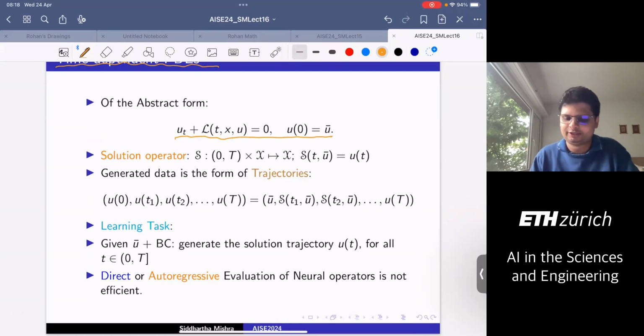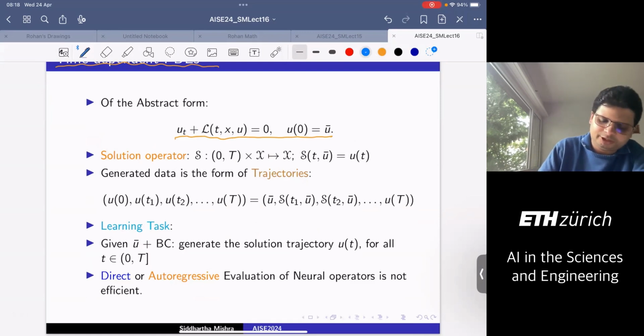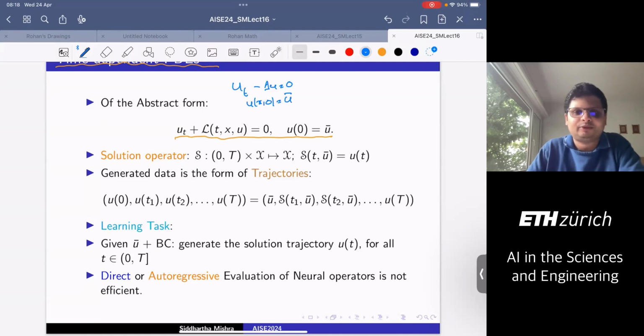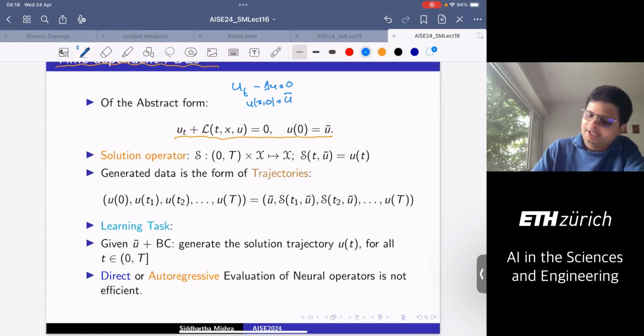So perhaps in the last lecture, I did not mention it explicitly, but a typical example would be the heat equation. So you have u_t minus Laplacian of u equal to 0, and u at x, 0 is u naught of x, or u bar. So this is a typical example of a time-dependent PDE. Another typical example, which a priori is not in this particular form, is given by the wave equation.